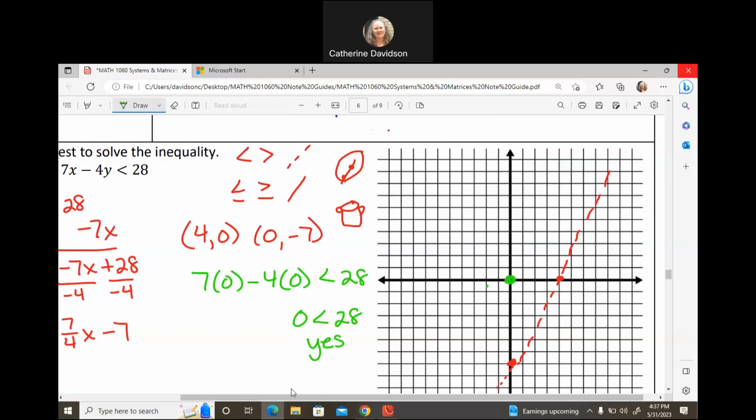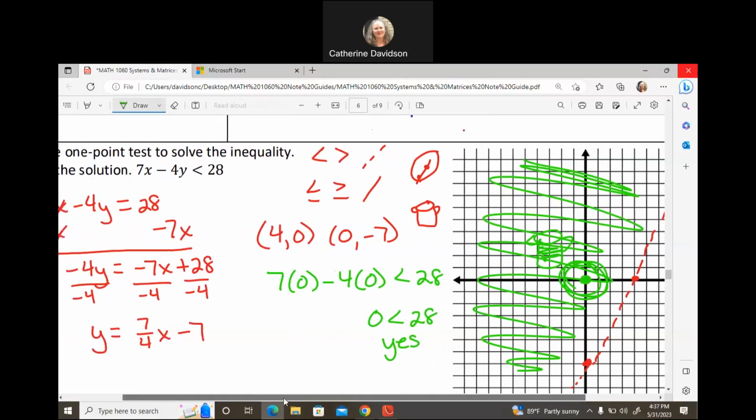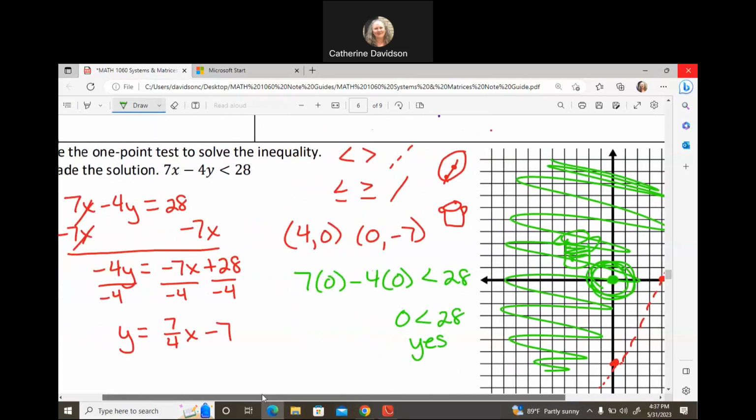That means you're going to click the paint can anywhere on this side, okay? And it will end up shading the whole left side because the point 0, 0 is a solution and it's to the left or to the top of that line. You don't have to click on 1, 1. You just click the paint can anywhere on that side where 0, 0 is.